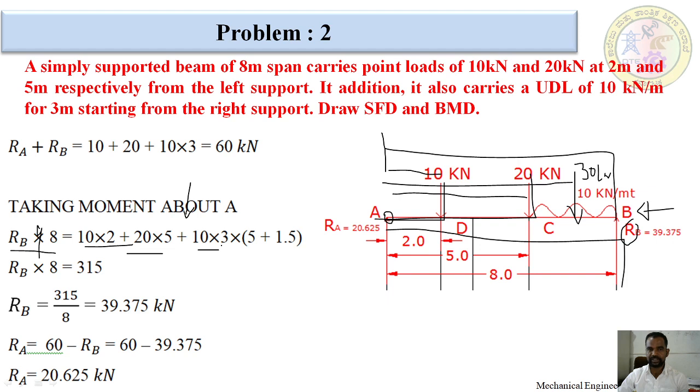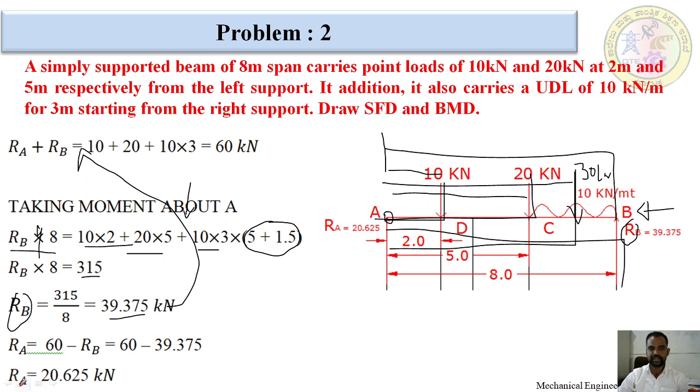Okay, next 10 into 3, this is 30. We can directly write up to here the distance: this is 1.5, this is 5, total is 6.5. After calculating this we get RB into 8 is equal to 315, and the RB value we got is 39.375 kilonewton.